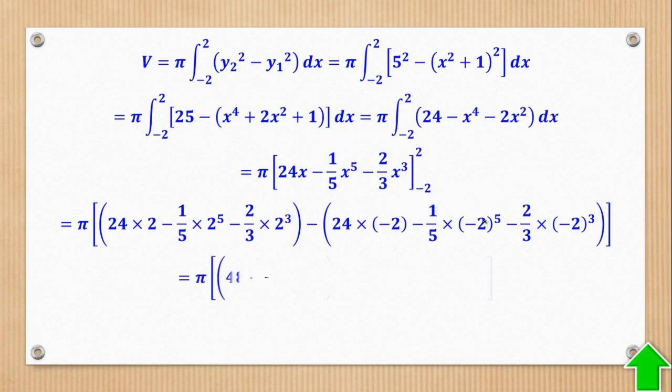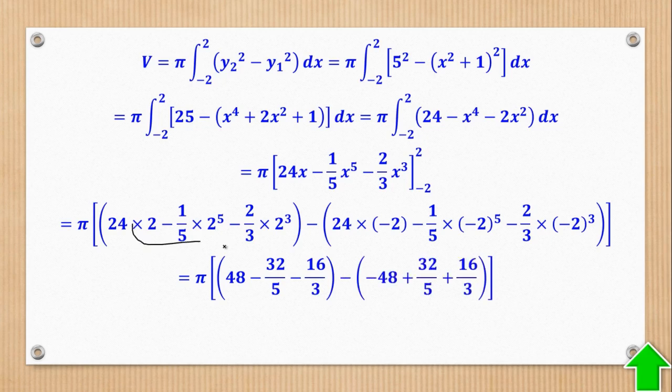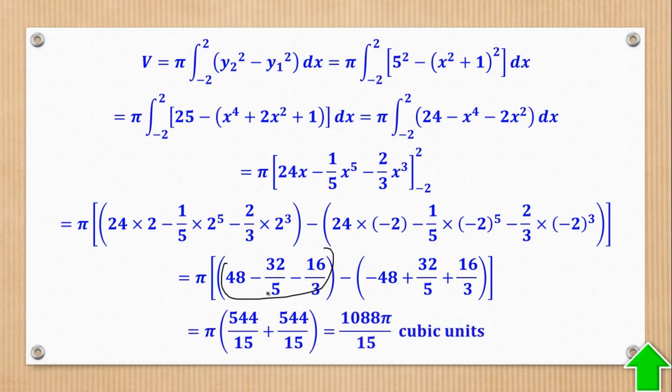Then you shall use a calculator to simplify. This is 48, this is 32 over 5, and this is 16 over 3. This is negative 48, positive 32 over 5, 16 over 3. Then I use the calculator. The whole of this is 544 over 15, and the whole of this is negative 544 over 15. But negative and this minus gives you a plus. So when I add everything, I'll come up with this as the volume generated.